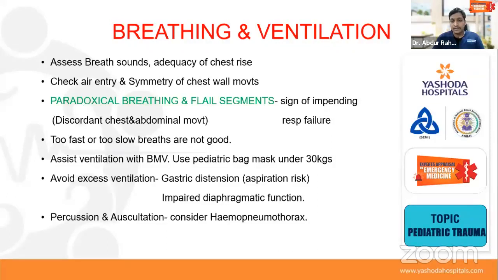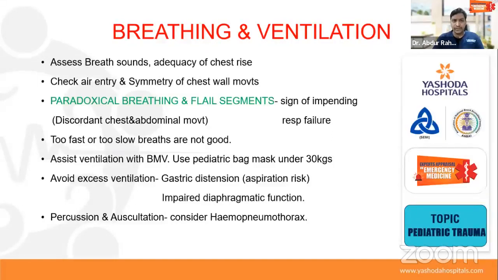Use a pediatric bag and mask under 30 kgs. Do not use an adult bag and mask under 30 kgs of weight because it will cause more barotrauma to the child. So under 30 kgs, only a pediatric bag and mask. And try to avoid excessive ventilation, because it causes gastric distension with risk of aspiration, and also impaired diaphragmatic function. So better avoid excess ventilation. And during percussion and auscultation, try to identify the signs and consider the possibility of pneumothorax also.